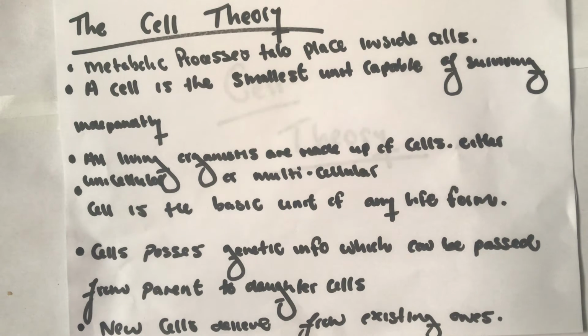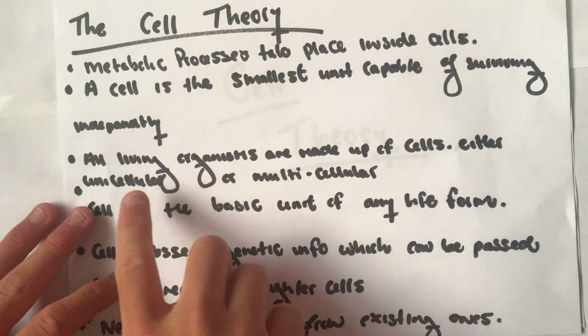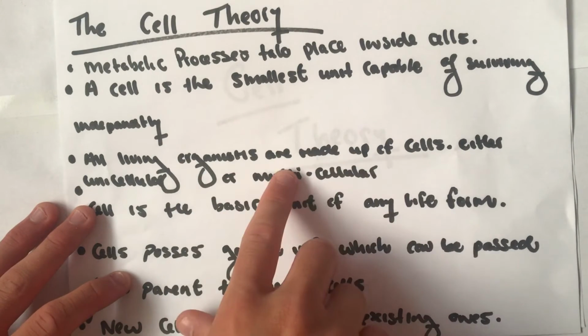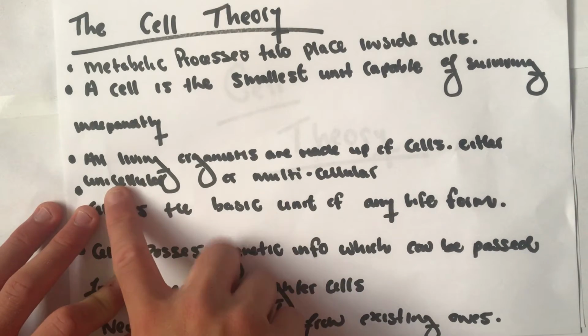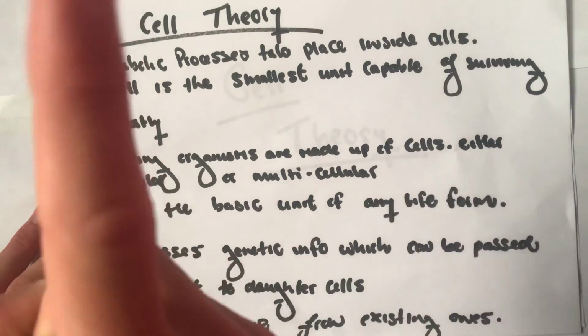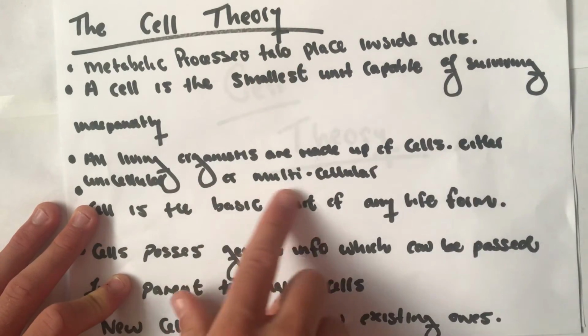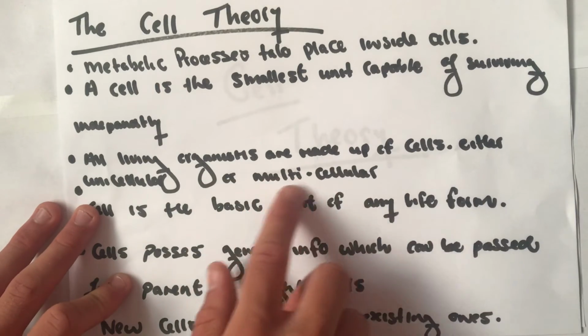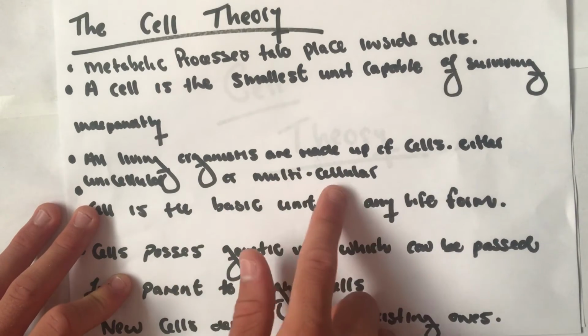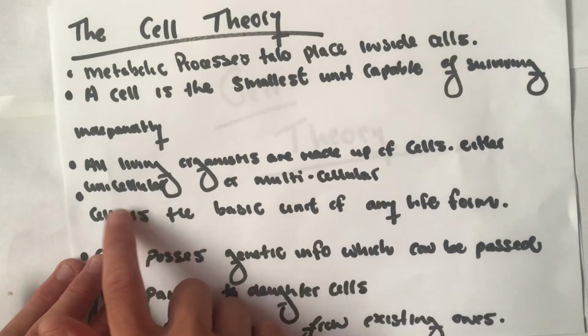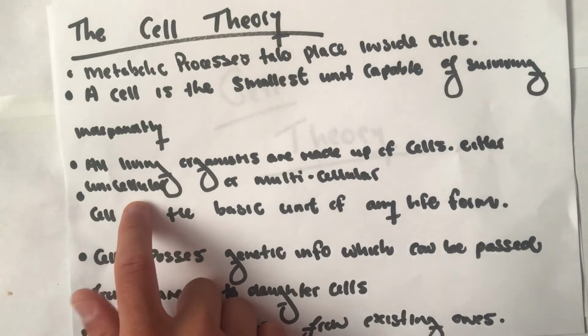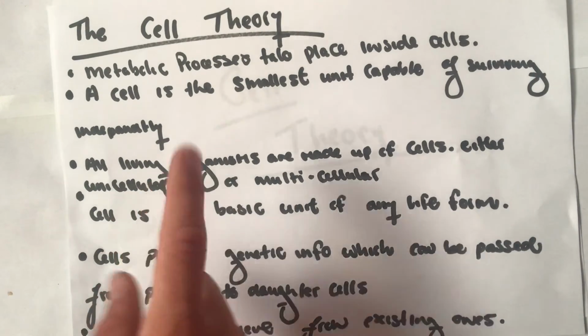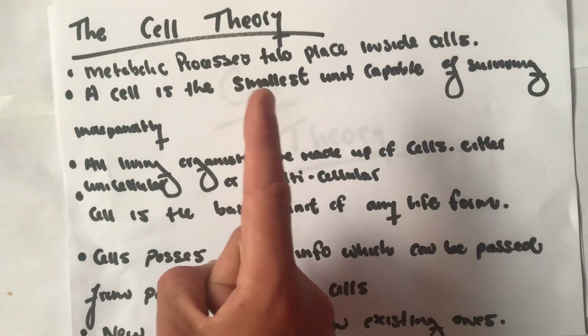All organisms are made up of cells, either unicellular or multicellular. So a cell makes up a living organism. So unicellular refers to an organism that only has one cell, or multicellular has many cells. So for example, we as humans are multicellular organisms. However, there are some species of bacteria and prokaryotes that are only made of one simple cell.